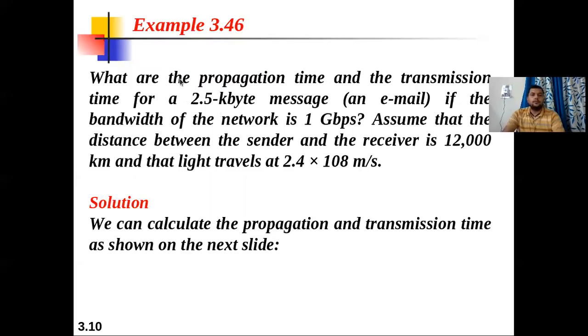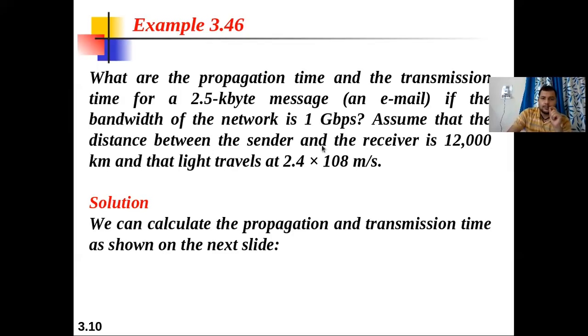Then what are the propagation time and the transmission time? Both times we have to calculate here, propagation delay and transmission delay, for a 2.5 kilobyte message. Consider it as an email message, if you're sending an email from one location to another. The bandwidth of the network is 1 gigabit per second, bandwidth meaning transmission speed. That is 10 raised to the power 9 bits per second. So in 1 second, we can push 10 raised to the power 9 bits over a wire.